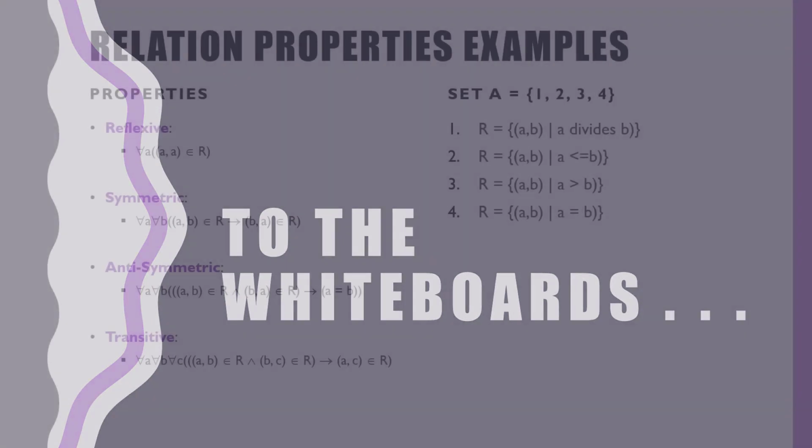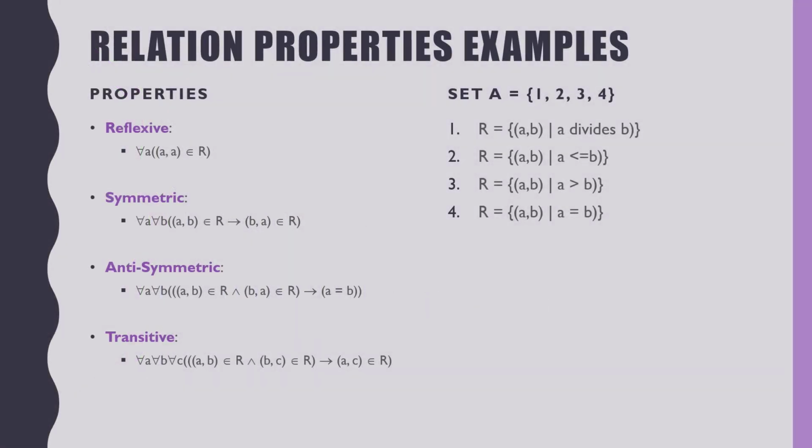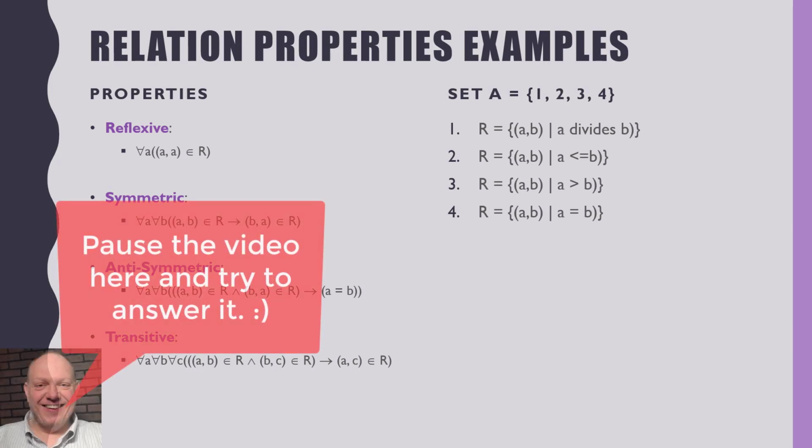To the whiteboards. We have set A, we're going to do a relation on itself with the relation where A divides B, or A is less than or equal to B, or A is greater than B, or A is equal to B. Are they reflexive, symmetric, antisymmetric? What are they, if anything?